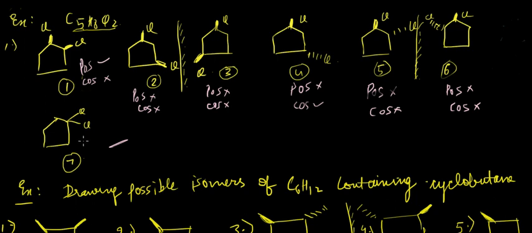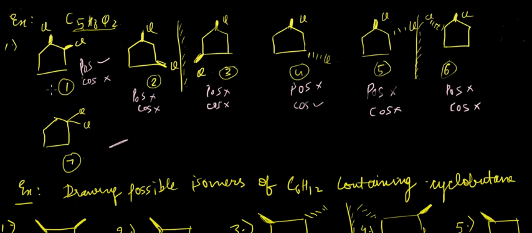Hi guys, so in this lecture we'll be continuing on drawing the isomers of the compound and finding POS, COS, and whether the compound is a meso compound or not. So the first example is we have to draw all possible isomers containing a cyclopentane ring in C5H8Cl2.